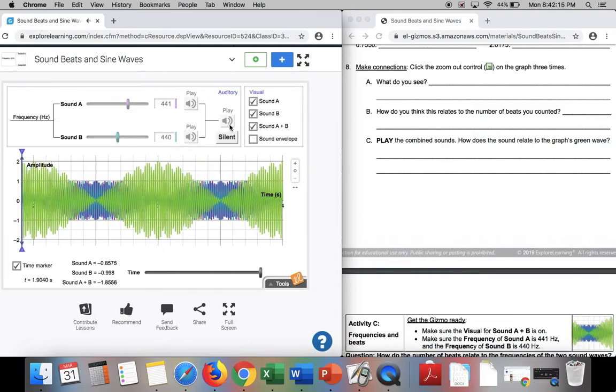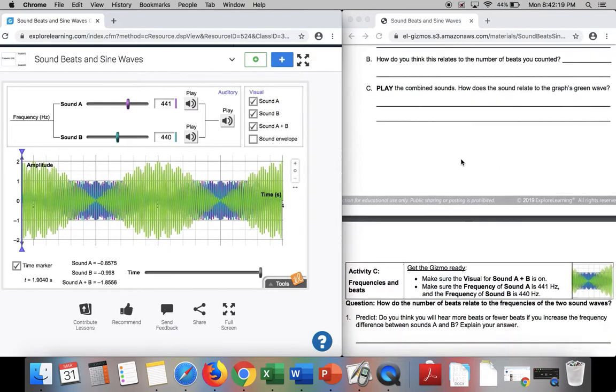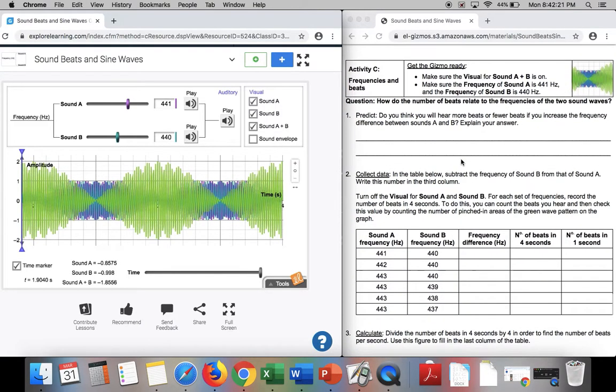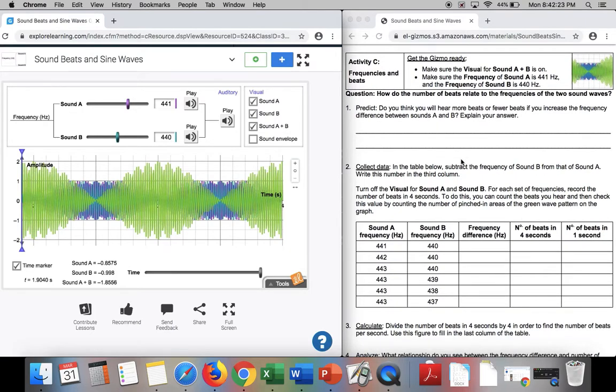And so you may have to play that a couple times in order for you to draw a connection right there. Alright, on the last activity, we're going to look at frequencies and beats and how those relate. And so we want to make sure we get it set up correctly. Again, up in the top of each activity, it tells you how to set it up.